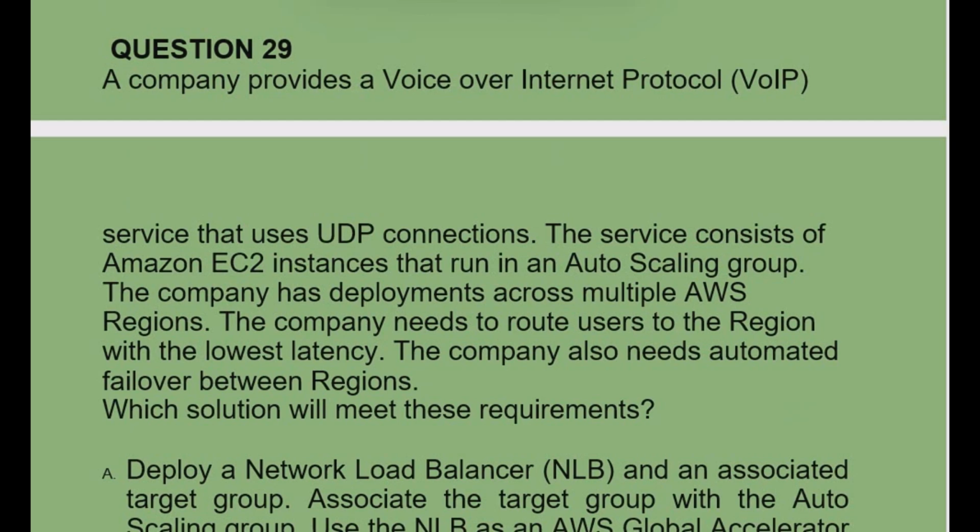Question is, a company provides a voice over internet protocol VoIP service that uses UDP connections. The service consists of Amazon EC2 instances that run in an auto-scaling group. The company has deployments across multiple AWS regions. The company needs to route users to the region with the lowest latency. The company also needs automated failover between regions. Which solution will meet these requirements?